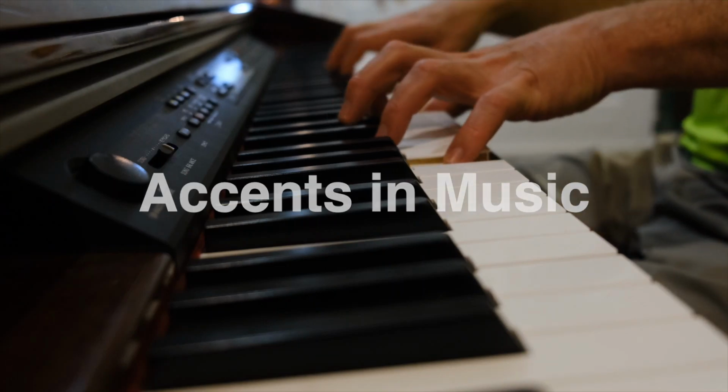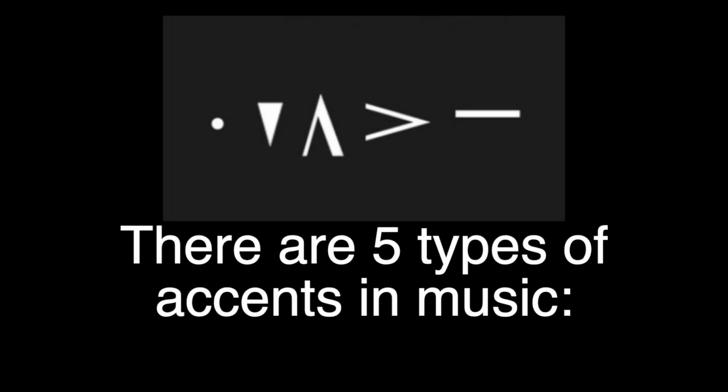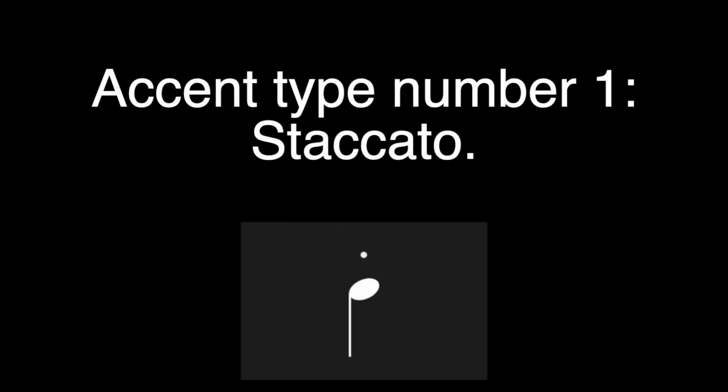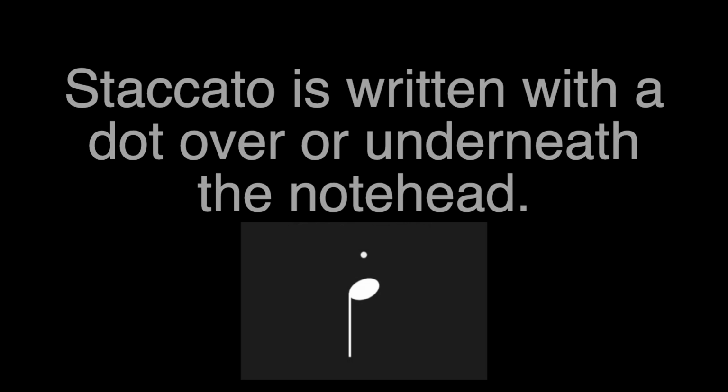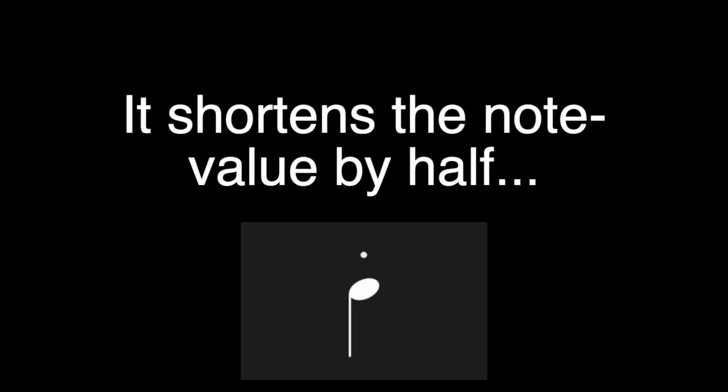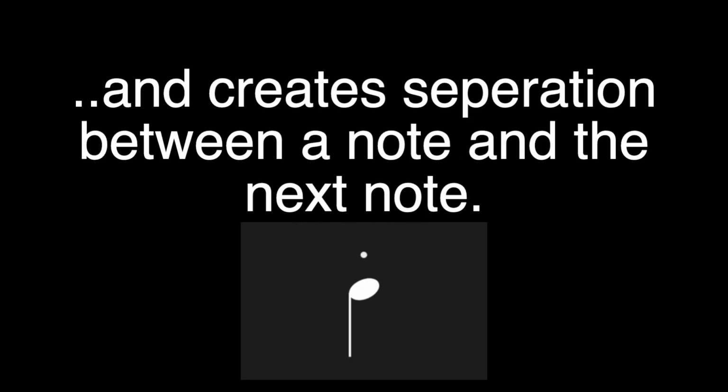Accents in music. There are 5 types of accents in music. Accent type number 1, staccato. Staccato is written with a dot over or underneath the note head. It shortens the note value by half and creates separation between a note and the next note.